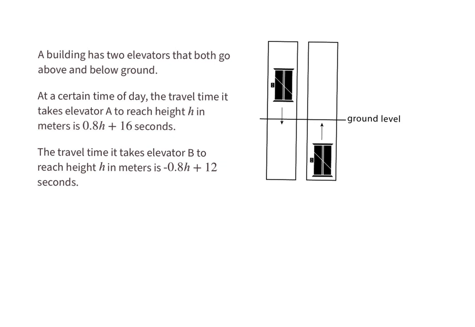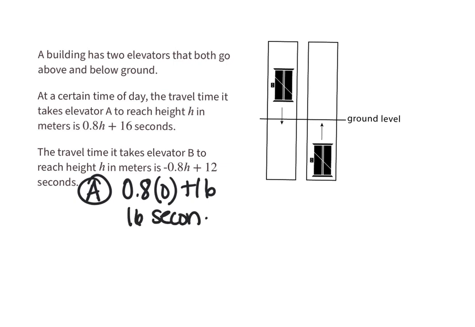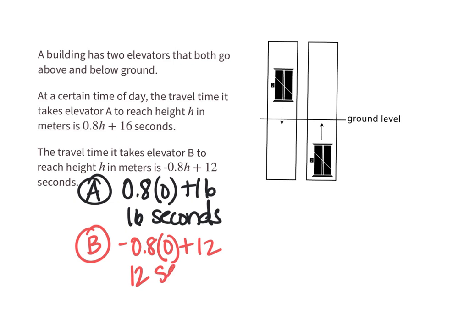So if H is 0, let's look at A, for example. That means we have 8/10 H times 0 plus 16. Any number times 0 is 0. So it's going to take elevator A 16 seconds to reach ground level. What about elevator B? Again, our height is 0 because we're talking about ground level here. Any number times 0 is 0. So it's going to take elevator B 12 seconds to reach ground level.